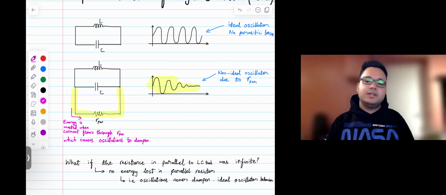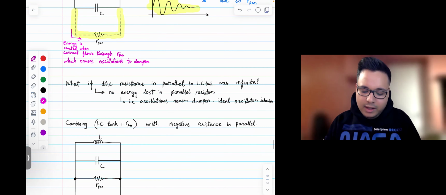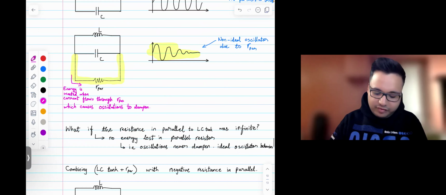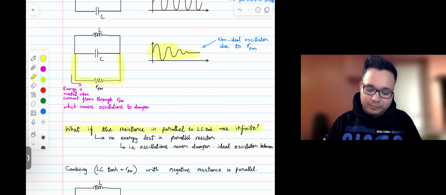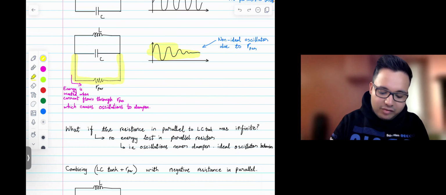So let's hold on to that idea and see how we can cancel out this parasitic resistance. So here's an idea. What if the resistance in parallel to the LC tank was infinite? If this branch had infinite resistance?